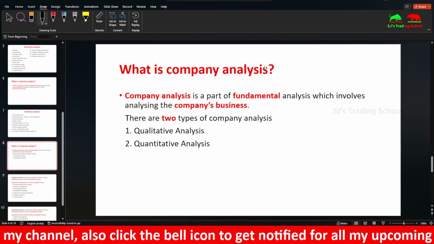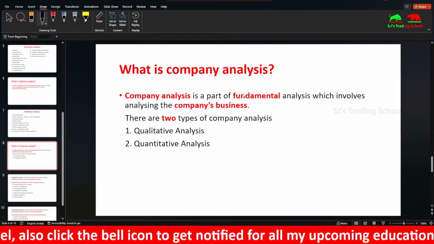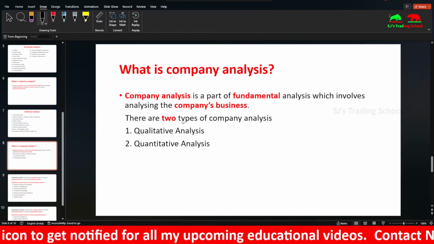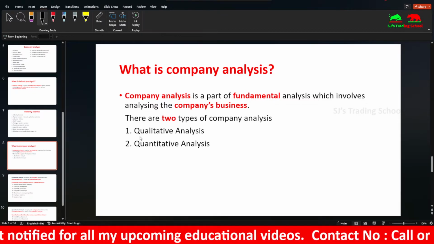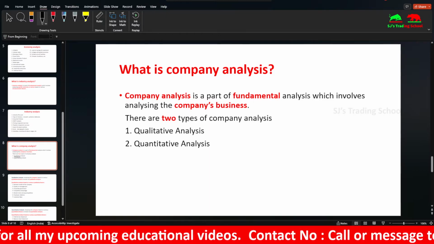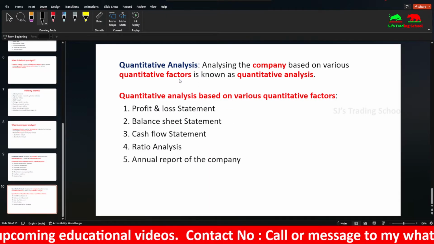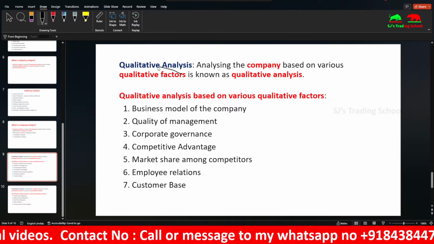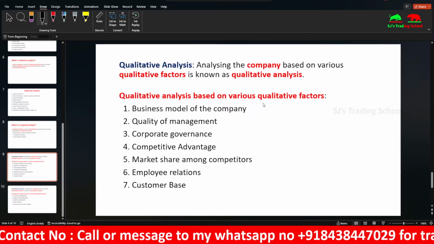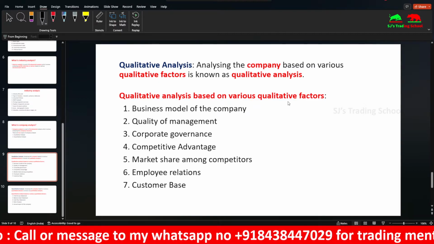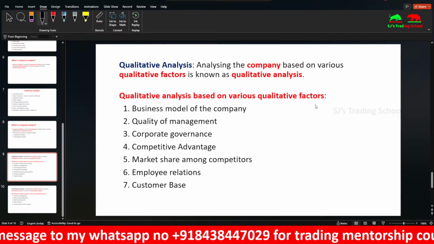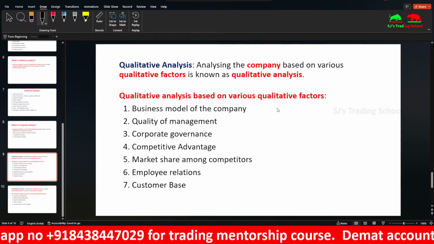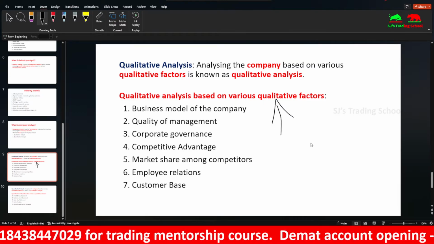And then coming finally to the company analysis. It is a part of fundamental analysis which involves analyzing the company's business. There are two types of company analysis. One is qualitative and another is quantitative. So what is qualitative analysis? Qualitative analysis is analyzing the company based upon qualitative factors. Such as what are the products and services of the company, in future what product or service it will deliver, whether that product or service will boom in the market in future.